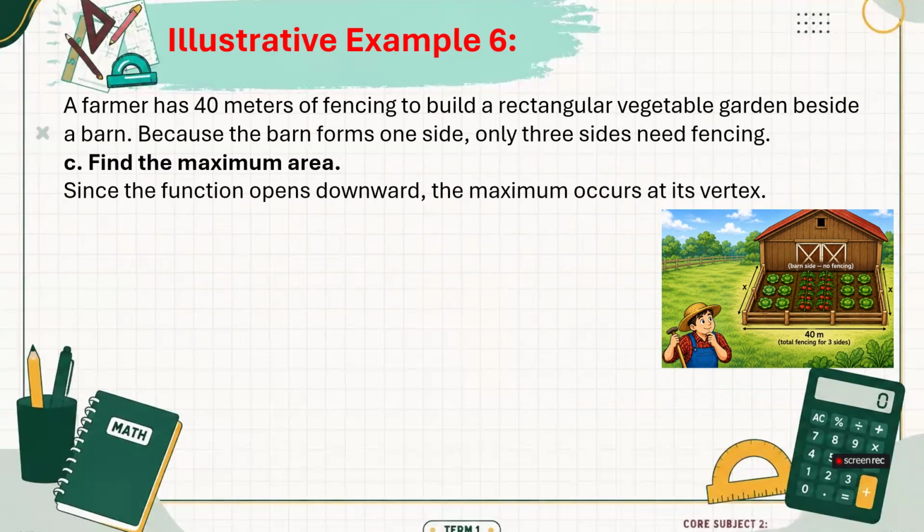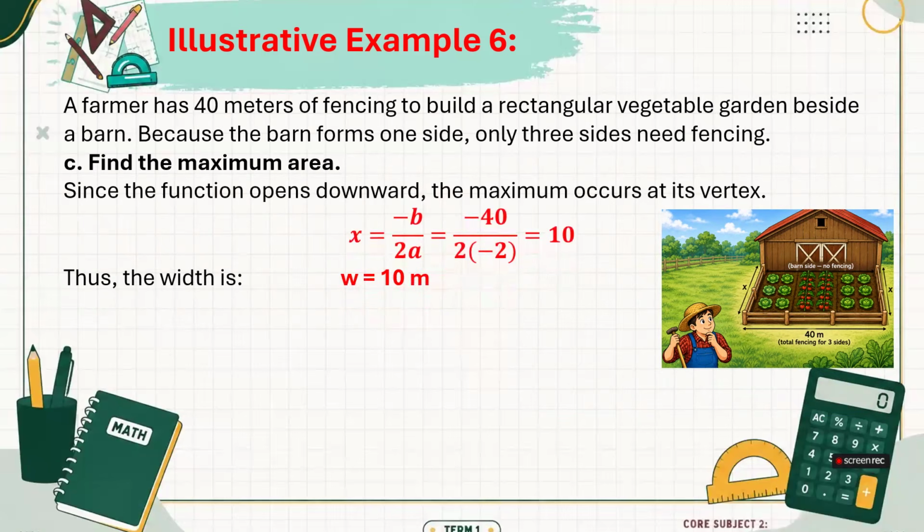What is again the formula? It is negative b over 2a, right? So substituting the values, we have negative 40 over 2 times negative 2. It came from the area function a while ago, which is negative 2x squared plus 40x. Next, so the answer becomes 10. So it means that the width is now 10 meters.